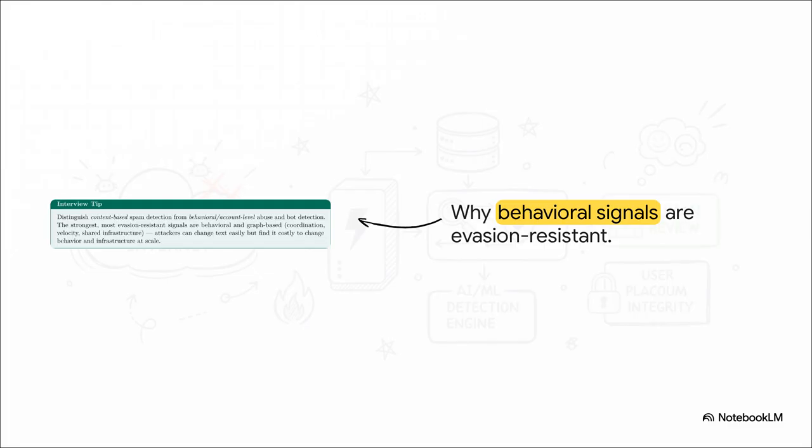And this is exactly why the whole industry shifted. The strongest, most evasion-resistant signals out there are behavioral and graph-based. Think about it. An attacker can tweak a spam message for basically nothing, but forcing them to rotate thousands of clean IP addresses or perfectly mimic human browsing speed, that literally bankrupts their operation.